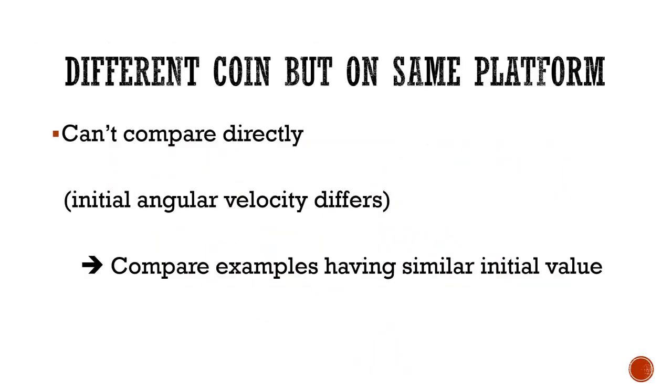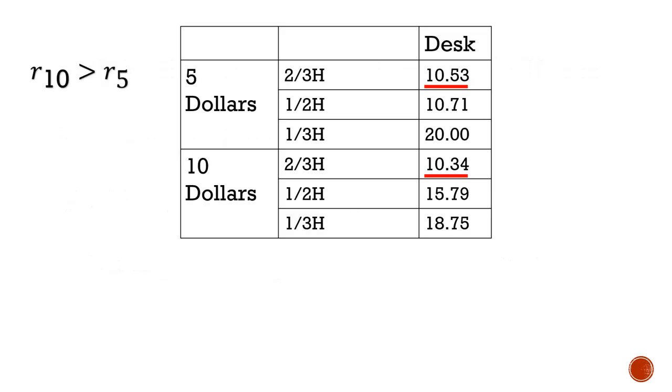In the second part, we're going to discuss different coins on the same platform. We can't compare the data directly because every coin and every scenario has a different initial angular velocity. So we have to compare examples which have similar initial values. So I chose the $5 and the $10 on the desk, which have similar angular velocity at 2/3 of the height. I know it's not the initial velocity, but I think it's close enough.